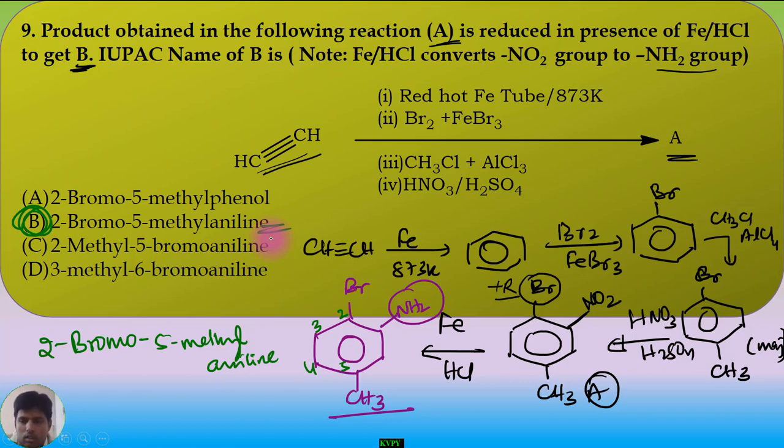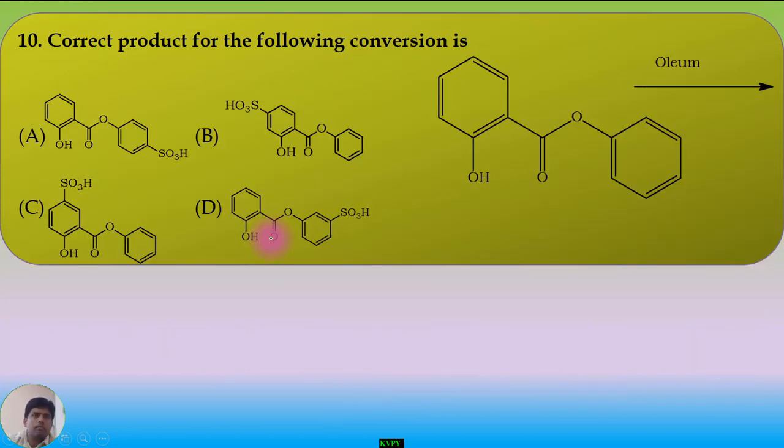So that's about this compound. Now question number 9, the last question for this set. The correct product for the following conversion is, yes, we have oleum here. So that means it is going to do sulfonation. So if it is sulfonation, then SO3H is introduced.